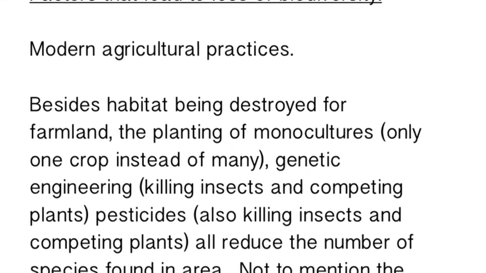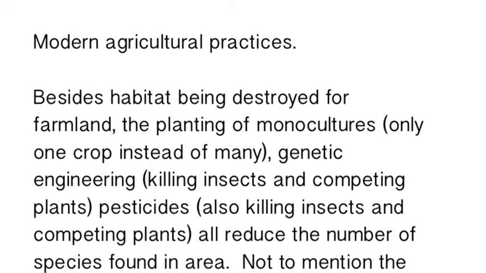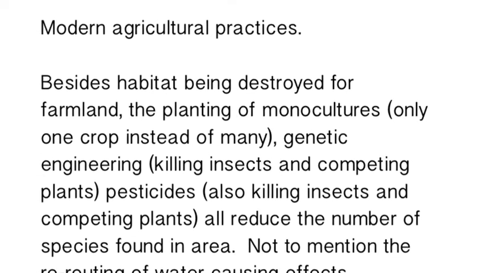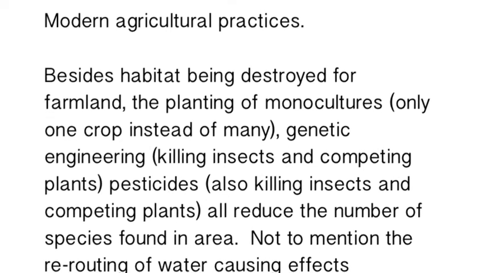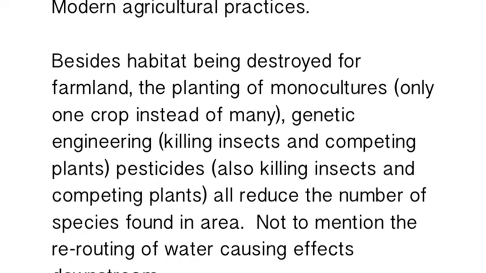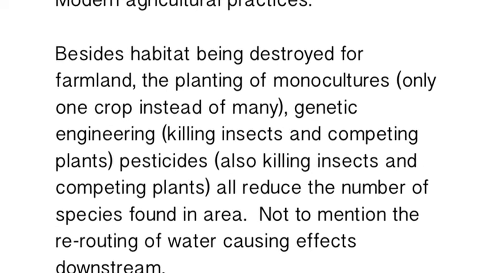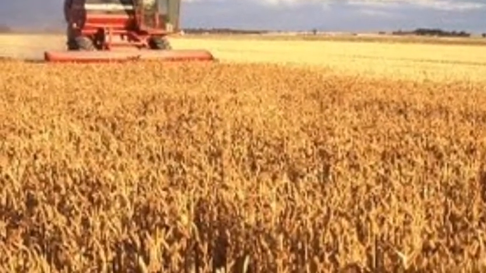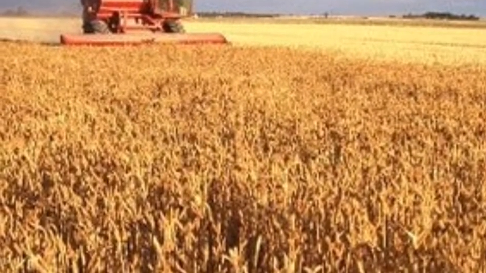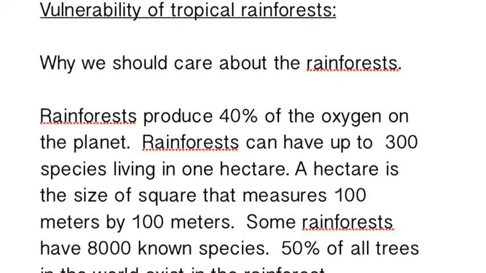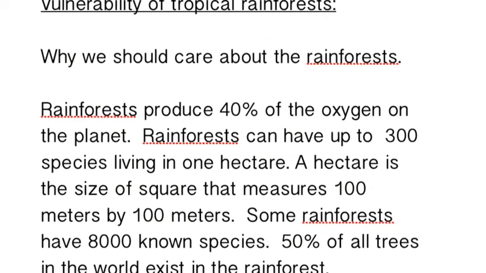Okay. Along with this, we have modern agricultural practices, which we've watched a whole video on, but it's the idea, look, you got monocultures, well, one plant with one set of genetics composed instead of 100, that's pretty obvious that biodiversity is going to go down. Genetic engineering is designed to kill insects and competing plants, as is pesticides. Those things end up making it with just one or two things there with diversity instead of 100.